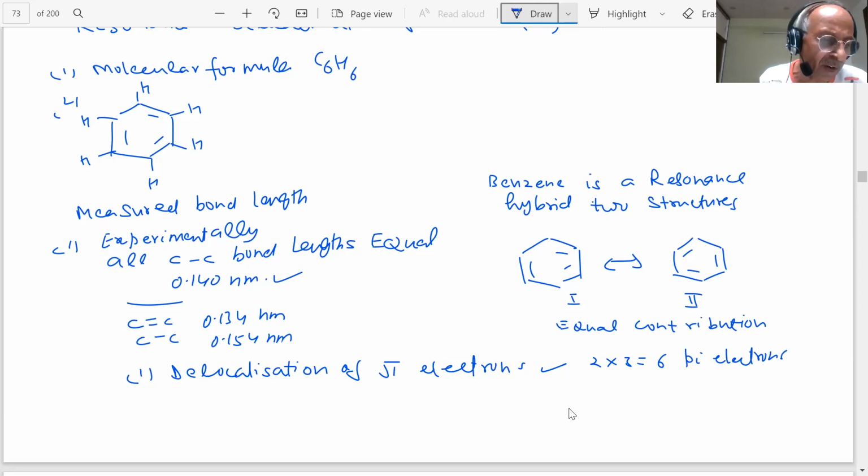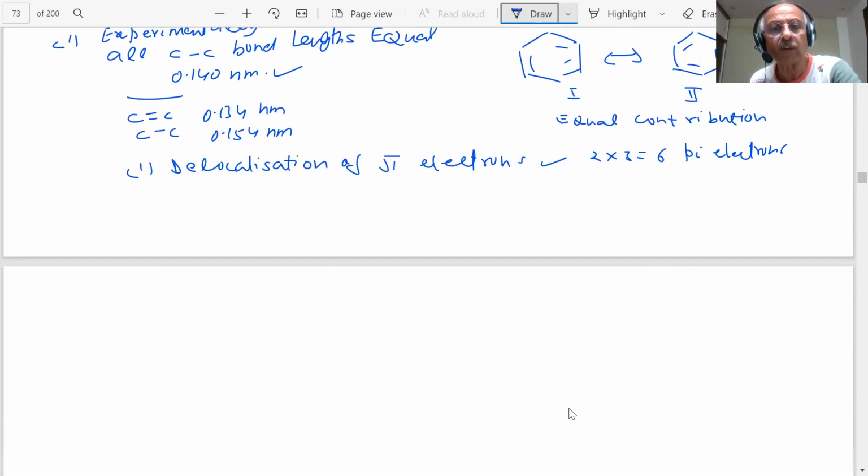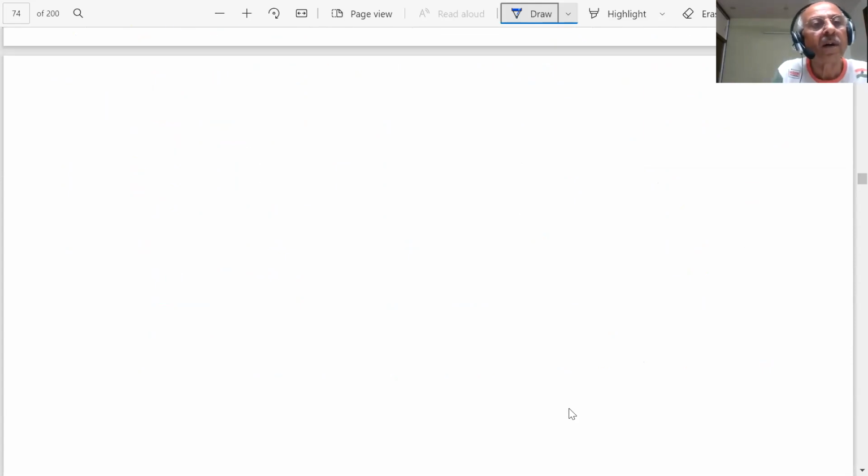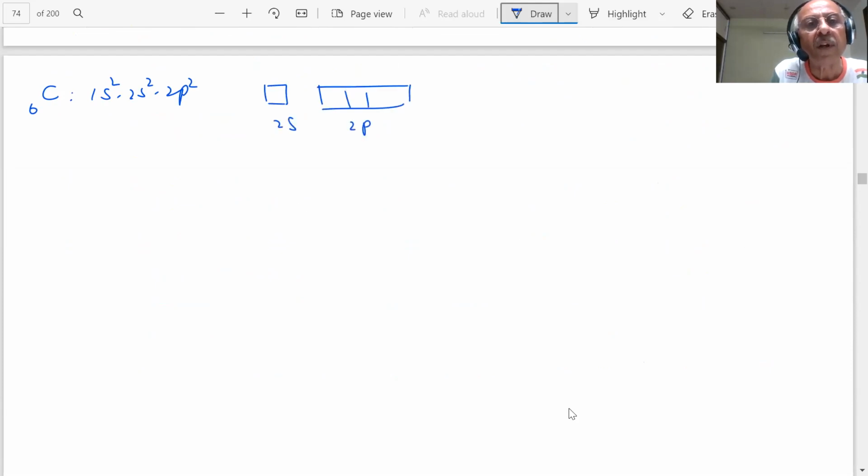Because on each carbon, carbon is atomic number six, 1s2, 2s2, 2p2, and the excited state of carbon looks like this: 2s and 2p. Okay?